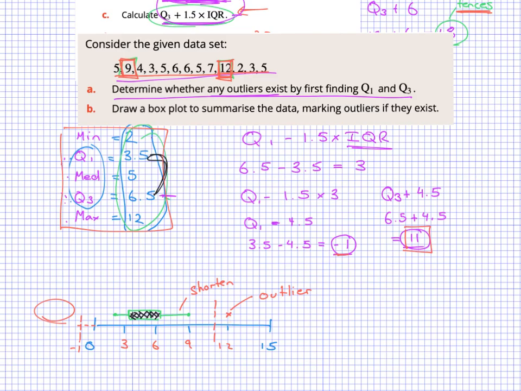All right. For those who are wondering whether or not you have to reevaluate your 5-figure summary based off the fact that now the maximum is here at 9, you don't. You leave everything else as is, and the 12 is just classed as an outlier because you needed it to evaluate the other pieces of data.